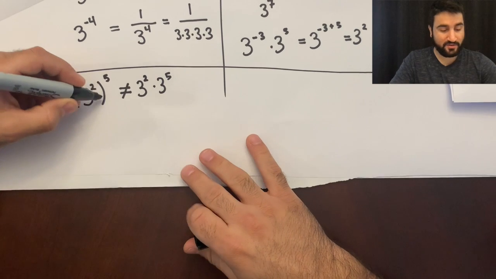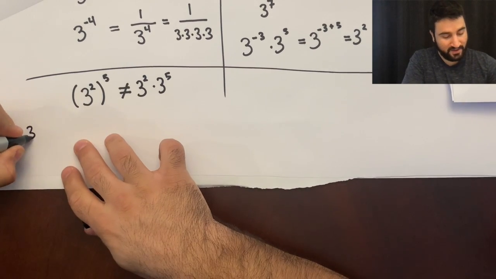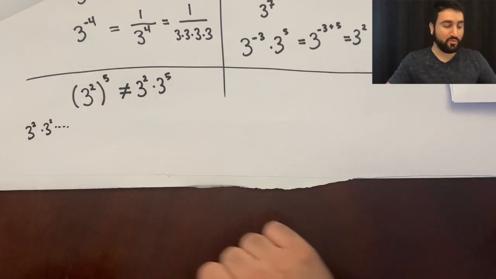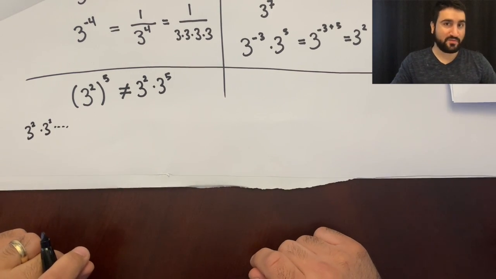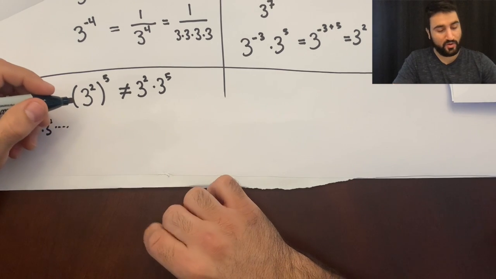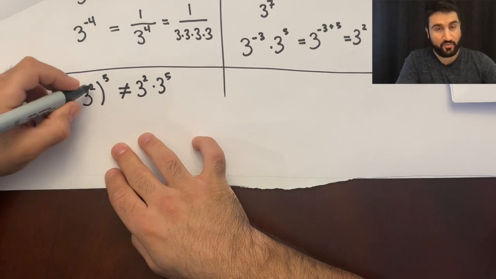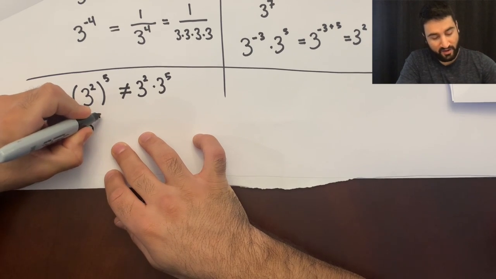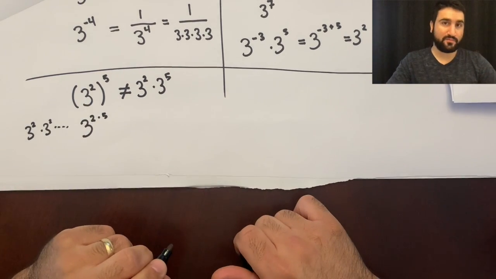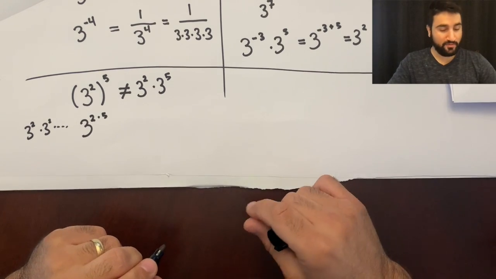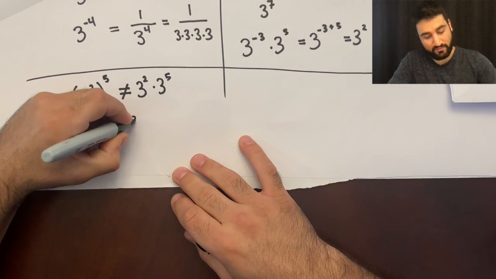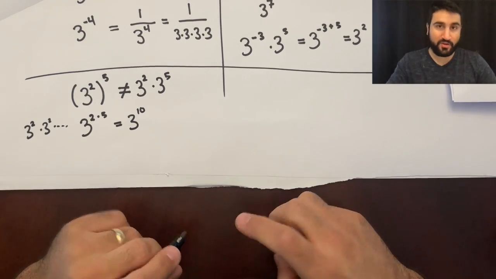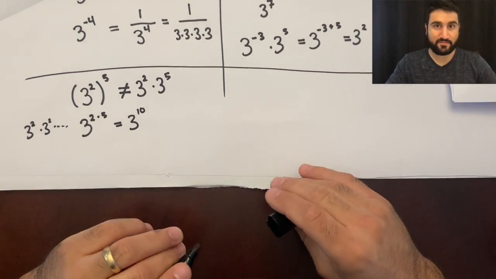3 squared to the 5th is kind of the same as that quantity multiplied 5 times. 3 squared to the 5th is going to be the same as 3 to the 2 times 5, which is 3 to the 10. Different than the adding that we did earlier. Okay? And this works for positives and negatives alike.